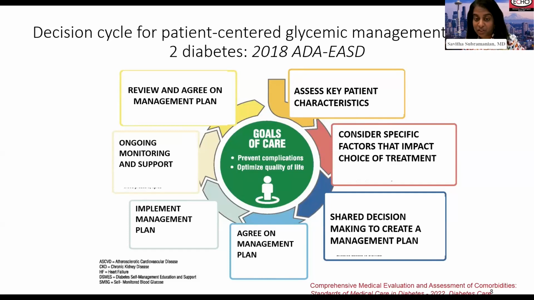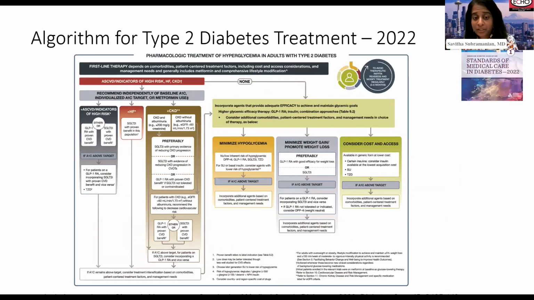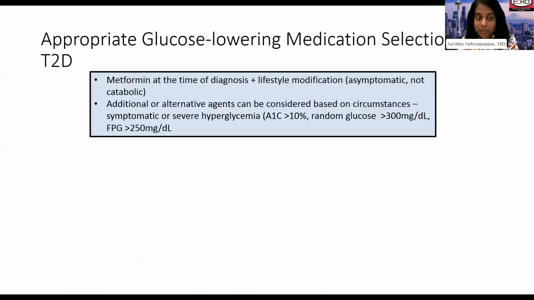And that's why the self-management education and everything else is just like building a building. You start from the bottom up. You don't start from the top. So DSME is very important in shared decision-making. Treatment, this is the algorithm you've seen in a previous talk. I just want to point out metformin at the time of diagnosis is completely appropriate with lifestyle modification in people who are not symptomatic and not catabolic, even though their A1C is so high. So metformin monotherapy, you did the appropriate thing.